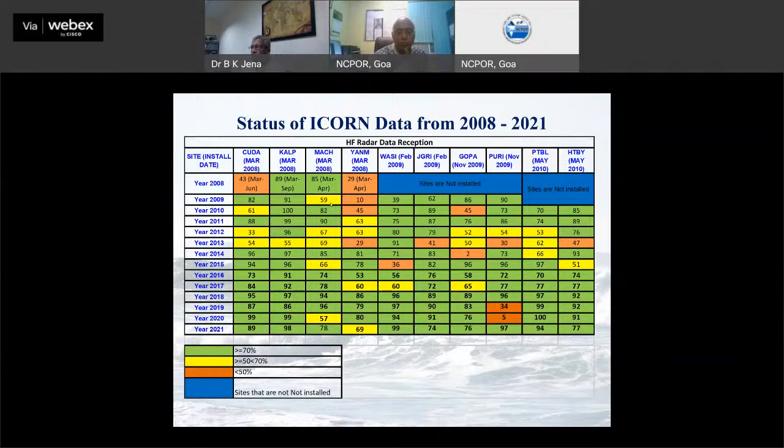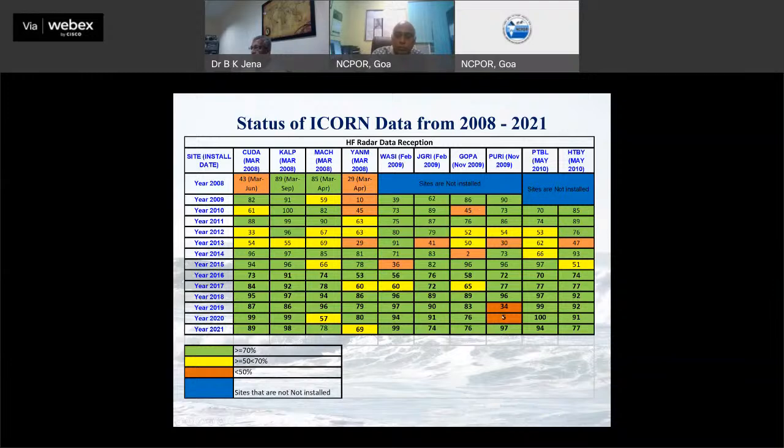Then coming to Machilipatnam and Yasanam. Yasanam is very far from any locality, so we had to lay around 16 kilometers of power cable ourselves. After we got power and everything, the tourism of these places is picking up, and that is another problem for our data collection. This is Basiborsi and Jagri, in Gujarat, and Gopalpur and Puri.